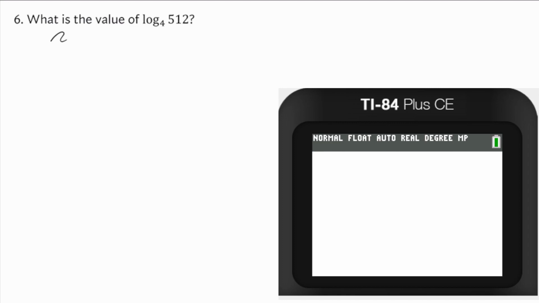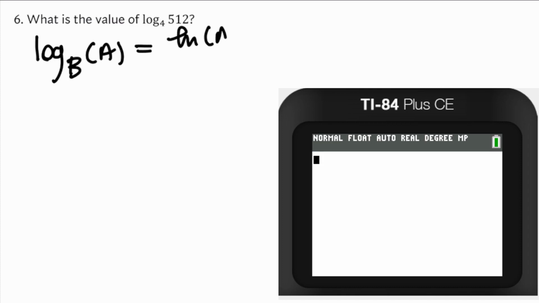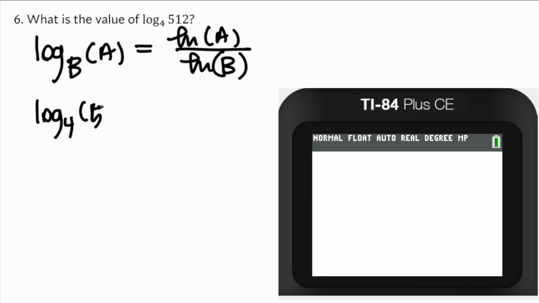So what we need to remember is that log base b of argument a is equal to natural log of a divided by natural log of b. You could use common log, really any base log you like, but I know that all of these calculators have a natural log button on them. So in our case, log base 4 of 512 is going to equal natural log of 512 divided by natural log of 4.